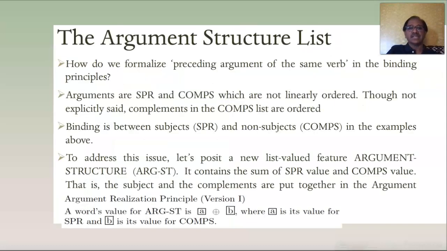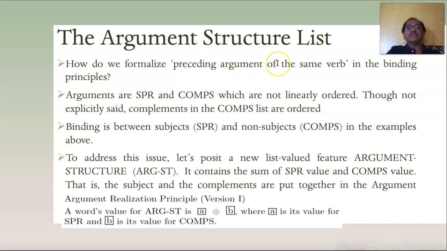Now let's incorporate this into the HPSG. How are we going to formalize the preceding argument of the same verb? In the binding principles we have used preceding argument of the same verb. We need to formalize this because it is very informal now. What do you mean by preceding, or what do you mean by argument of the same verb, right? We need to formalize this.